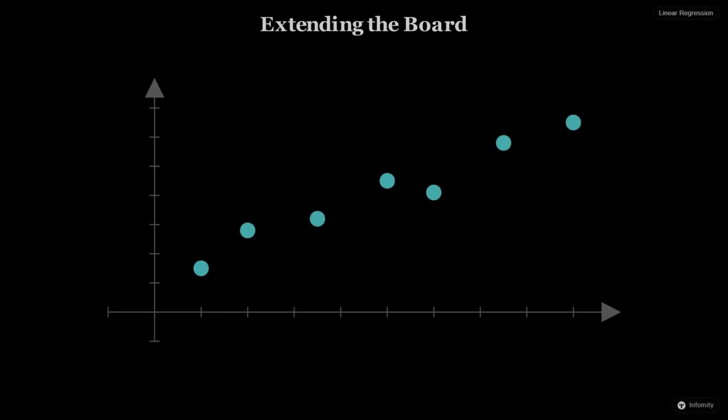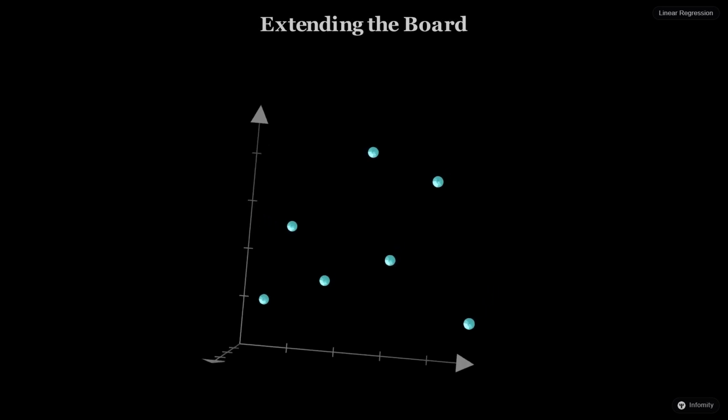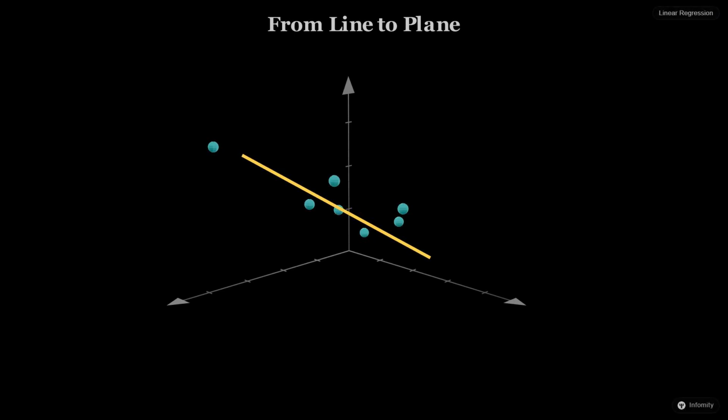What if the age of the building also matters? To account for this, we add a second row of pegs, extending our board into a new dimension. Now, our data is no longer scattered on a flat line, it is spread out across a three-dimensional landscape. A single rubber band is no longer enough to reach all these pegs.